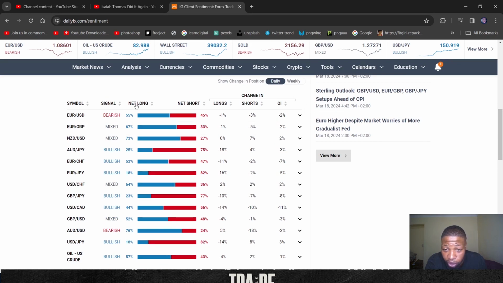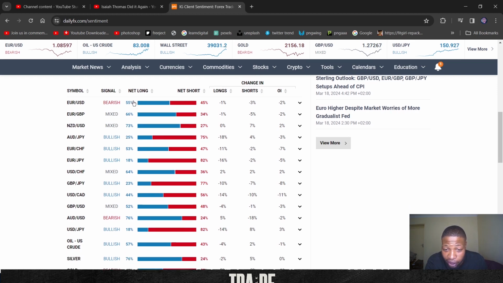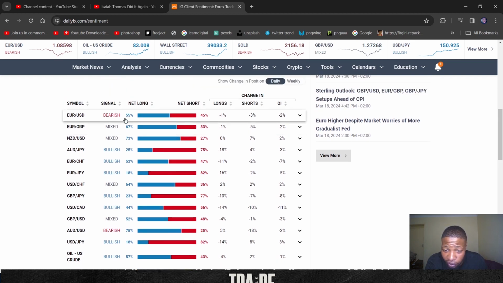You're going to focus on your net longs and your net shorts. Basically, on your net longs, 55% of people believe that it's going to be bullish and 45% believe that it's bearish. This is not a good pair to choose to trade for the day because it's even, right? Most people, 55%, are in this trade and 45% are in the other. So it's balanced. There's not going to be much movement.